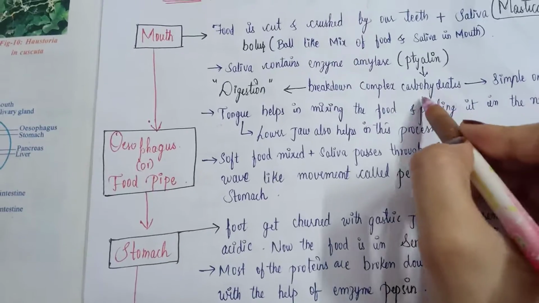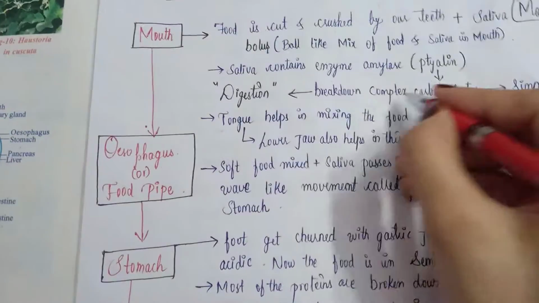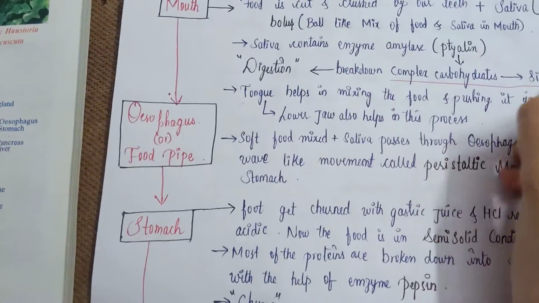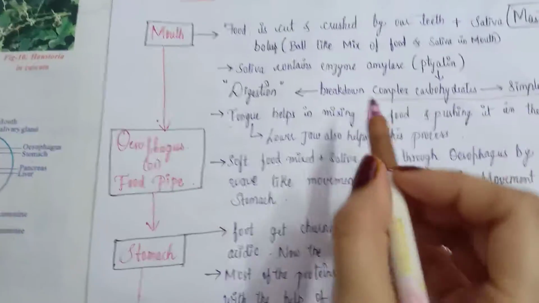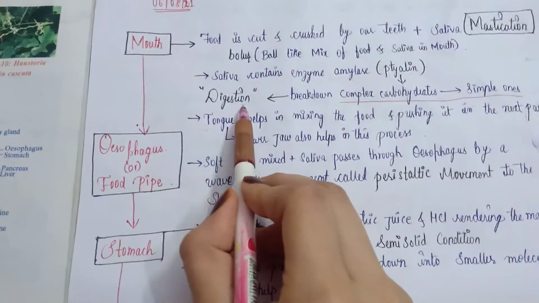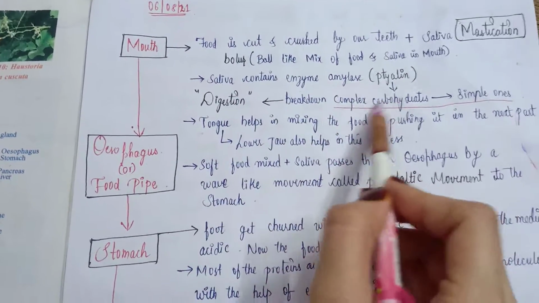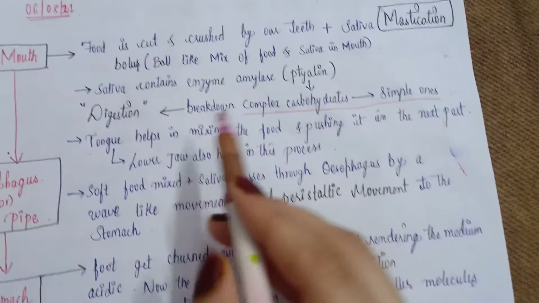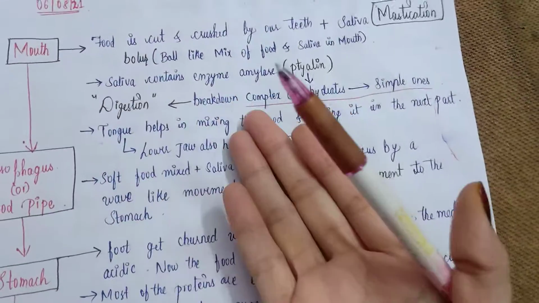So it helps in breaking down complex carbohydrates into simple ones. This process of breaking down is called digestion in the mouth. And in the mouth, how does the tongue help in this digestion?